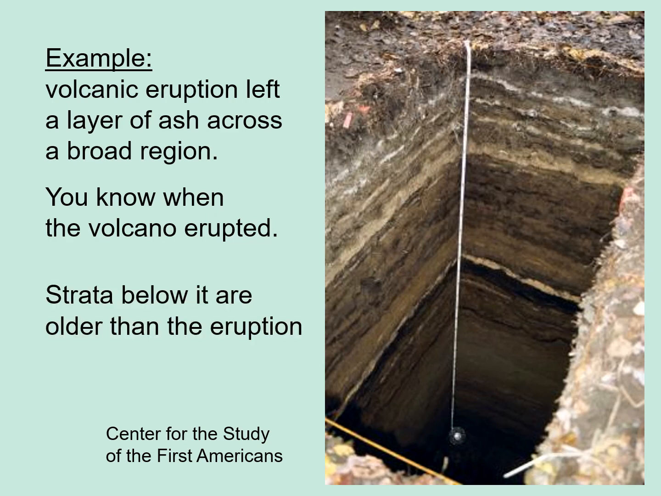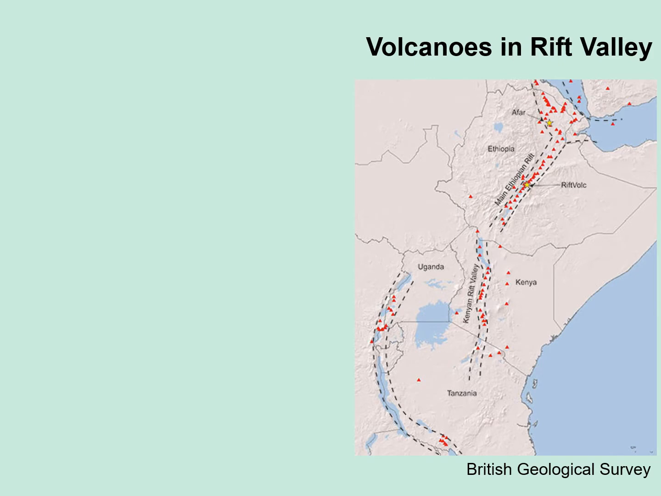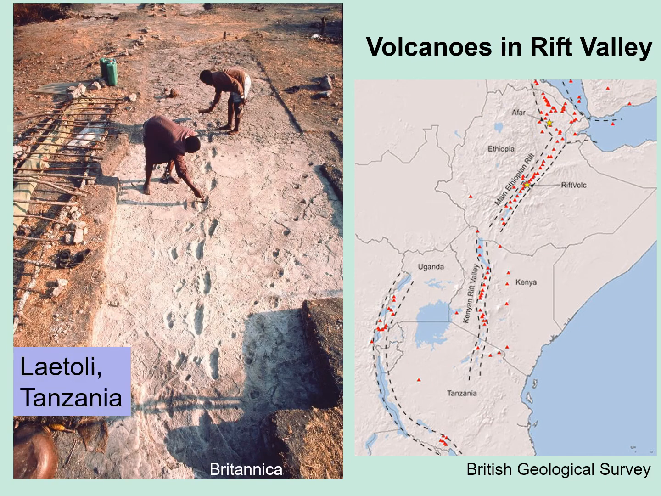So strata below an ash layer are older than the volcanic eruption. There are many volcanoes in the Rift Valley where the 2 continental plates are pulling apart, which is lucky for us because there were at times large layers of ash, and the most famous of these is at Laetoli in Tanzania, where 2 of the earliest humans to walk upright walked away from the volcano as it was erupting. They were walking in the wet ash as it was falling. And at one point, the 2 of them turned around and looked back at the volcano. And then they turned back and walked on.